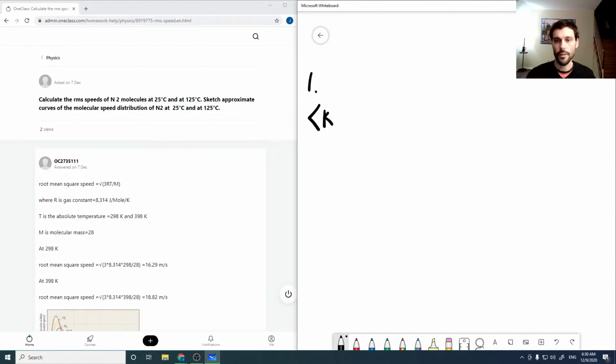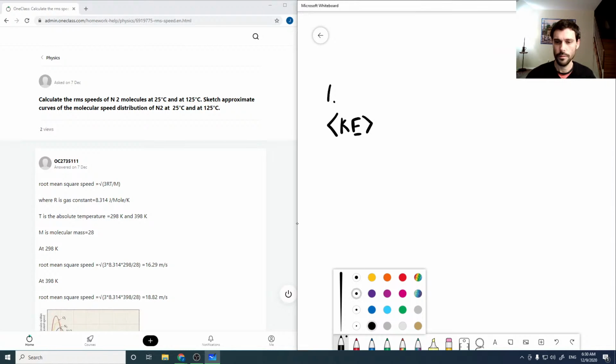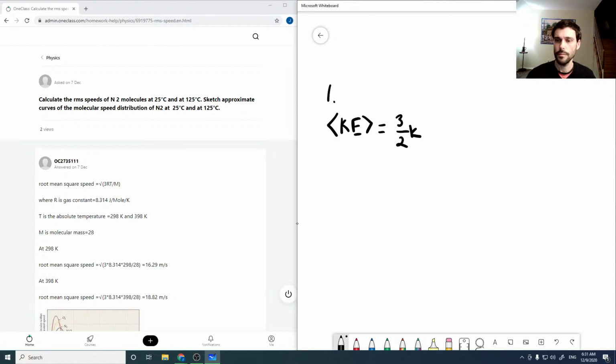So here we have that our average kinetic energy is 3/2 kT, where k here is Boltzmann's constant, and this here is the temperature. So if you look here, this is kinetic energy, so this is in joules. So Boltzmann's constant is in joules per Kelvin.